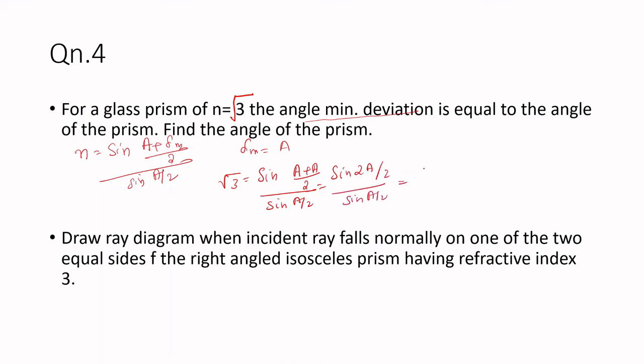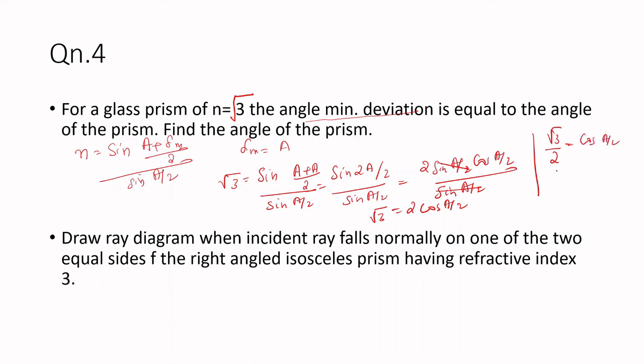So this can be written as 2 sine A by 2 cos A by 2 divided by sine A by 2. So sine A by 2 gets cancelled and we get 2 cos A by 2 is equal to root 3. If you take this 2 to the left side, we get root 3 by 2 is equal to cos A by 2, or we can say A by 2 is cos inverse root 3 by 2. Cos inverse root 3 by 2 is 30 degree. So A is 2 into 30, which is 60 degree we get.